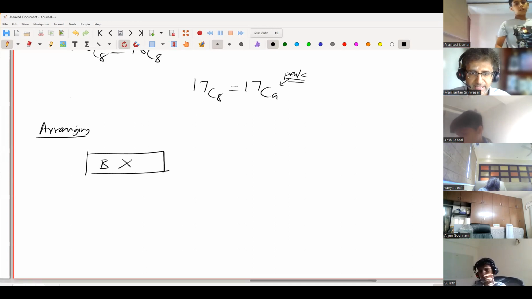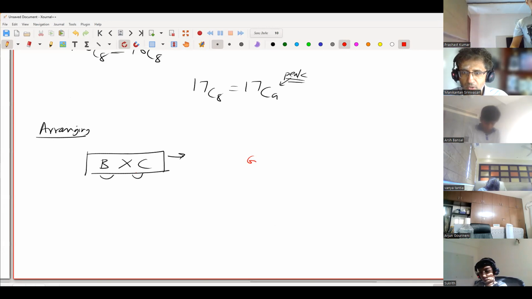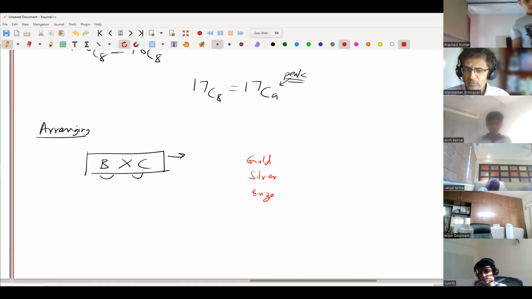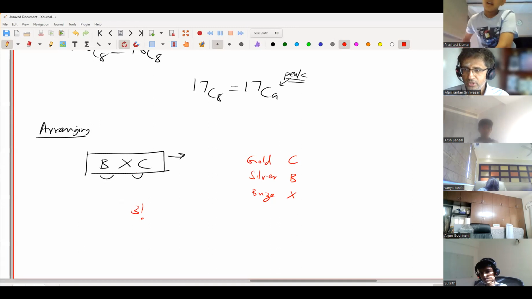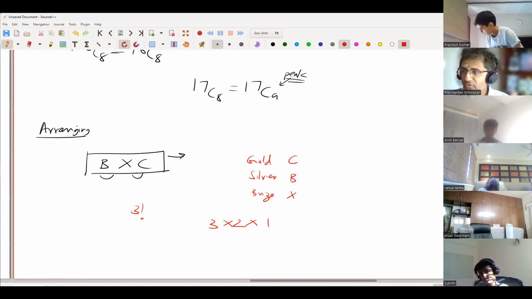B, X, and C. They're all going in the school bus to represent the school. Let's say all of them won medals for the school. One guy got gold, one guy got silver, one guy got bronze. In how many different ways could they have got them? That would be just 3 factorial, right? For example, C could have got the gold, B could have got the silver, X could have got the bronze. It could have been any one of them as gold, any one of the remaining 2, any one of the remaining 1. There's only one way. That's 6. So ways of arranging R objects is R factorial.